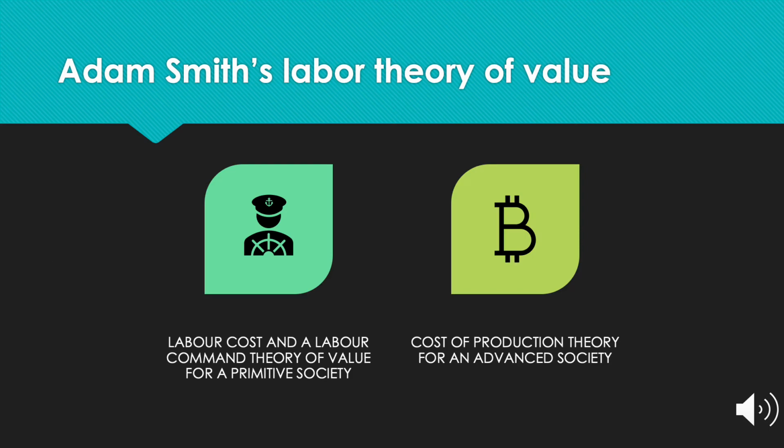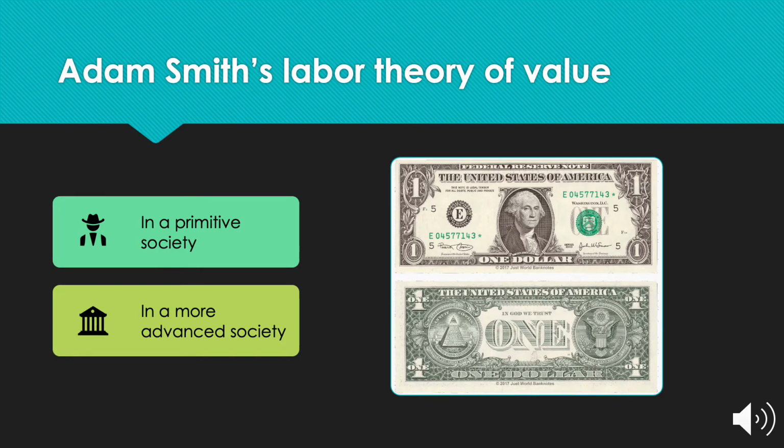Smith provided a labor cost and labor command theory of value for a primitive society, and finally a cost of production theory for an advanced one. His notion of labor cost of value is determined by the quantity of labor, which is measured by wages, which also extended to his labor command theory. In a primitive society, the amount of labor that you put into producing a good determines its exchange value. But in a more advanced society, the market price is no longer proportional to labor cost, since the value of the good now includes compensation for the owner of the means of production of the good.